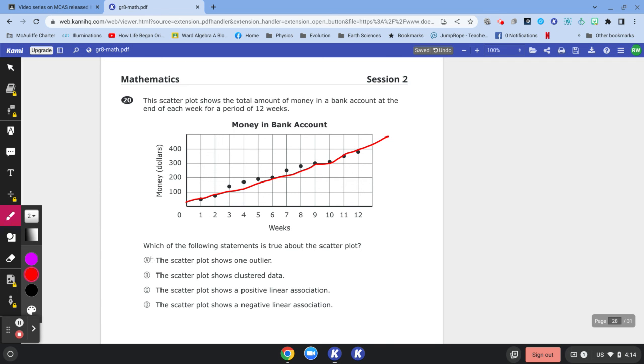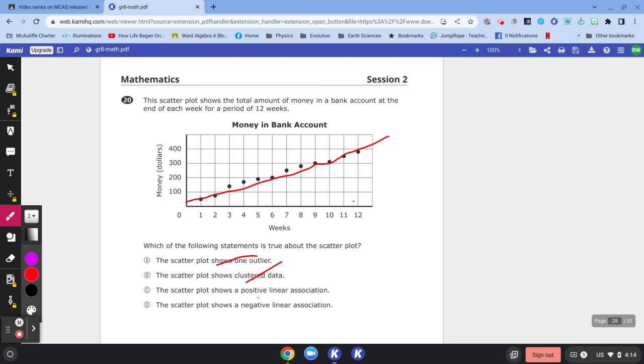Okay, so which of the following statements is true about the scatter plot? The scatter plot shows one outlier. Well, that would mean there would be some point way away from a line of best fit. So no, it doesn't. There's no point that's like down here or something. The scatter plot shows clustered data. The data is not clustered around a particular spot. It's gathered around a line, so that's not it.